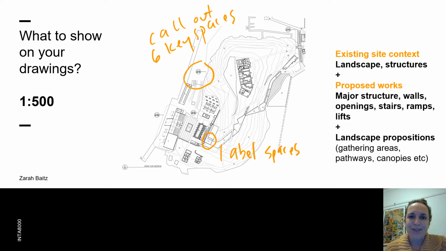As I've jotted down on the screen here, you'll see that you need to call out, so using bubbles and references, your 6 key spaces so that they are referred to on this page and then detailed later on in the drawing set. You should also label your spaces. So this can be done by simply noting them on the plan: outdoor gathering area, entry point, exhibition space, etc., or by numbering them as Zara has done and then having a legend on the side of the page.